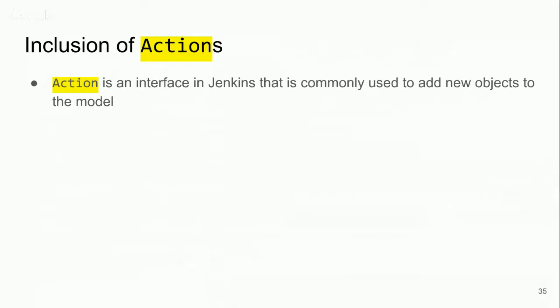Action is an interface in Jenkins commonly used to add new objects to the model hierarchy. The Action interface defines methods that provide an icon, a label, both for use in the side panel mainly, and the URL name, and nothing else.